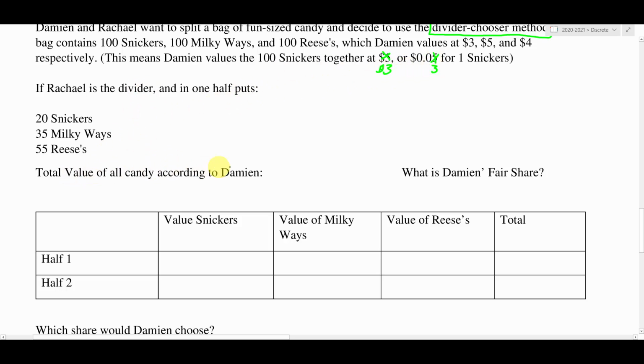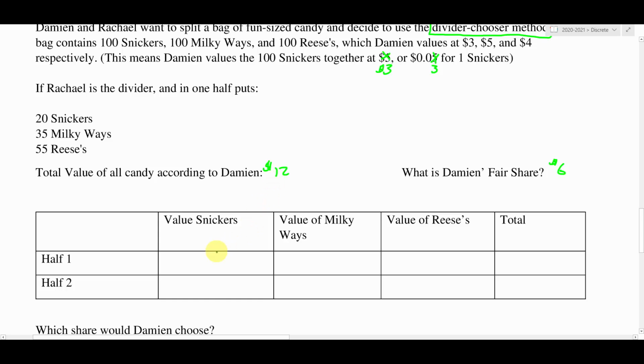According to Damien, the total value of all the candy was $12. And that just came from adding these up, right? So all of the Snickers, all the Milky Ways, and all of the Reese's, 3, 5, and 4. So if I add those up, the entire bag of candy is worth $12. And since there's 2 people in the division, Damien's fair share is going to be $6. Right, that would be half of the bag.